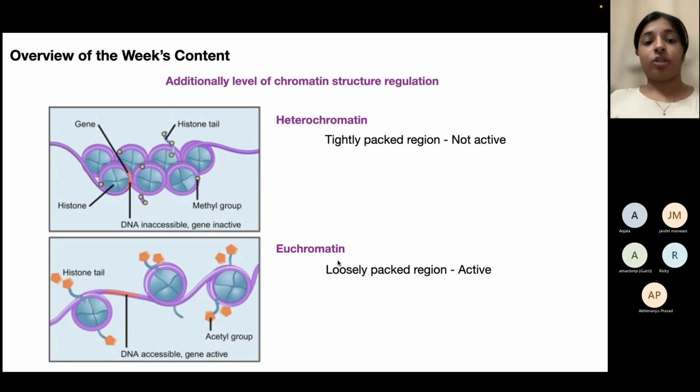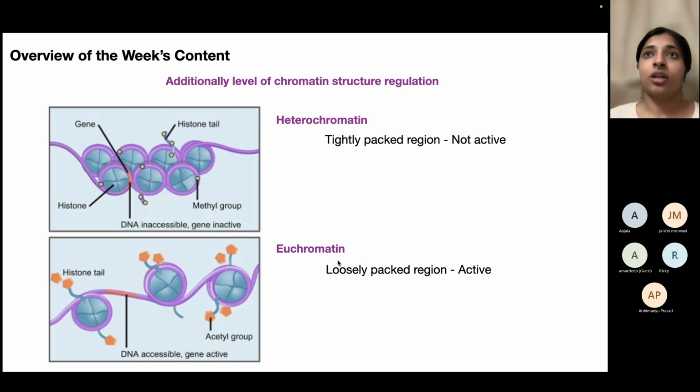So, like we saw, there are certain regions of DNA that are transcribed and other regions that are not transcribed, that are silenced. And this additional level of chromatin structure is what is known as heterochromatin and euchromatin. This is an additional level of chromatin structure, that is DNA organization in the interphase. Here, the 30 nanometer fiber formation is restricted, and this close compact packaging is restricted to certain regions of the DNA and not the entire region of the DNA.